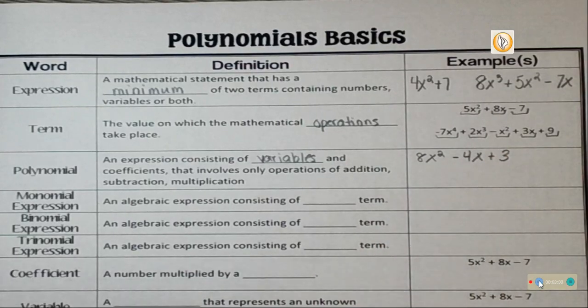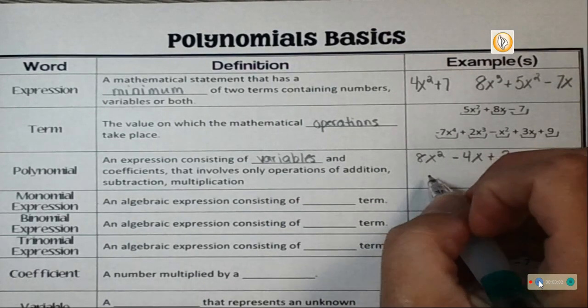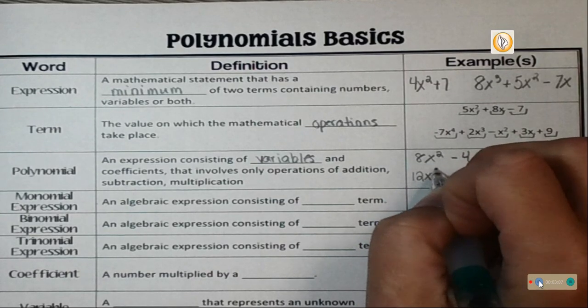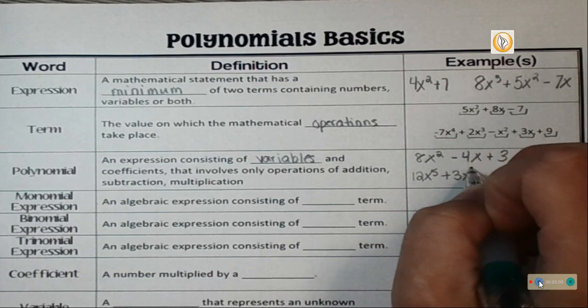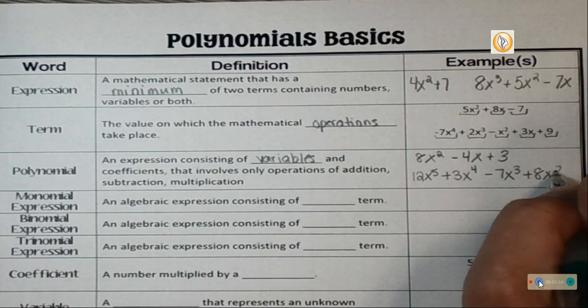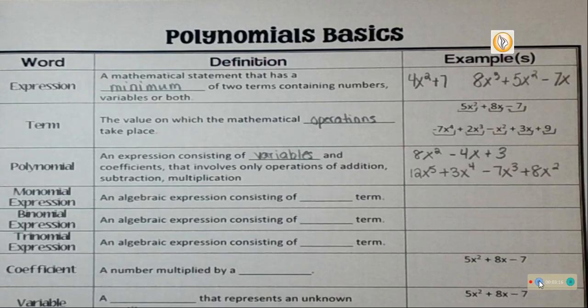So we have some special names, and then sometimes you just have too many of those, and you just call it a polynomial. So let's go 12x to the 5th plus 3x to the 4th minus 7x to the 3rd plus 8x squared. Now, technically, I could have told you to just make one up. And as long as you had terms added, subtracted together, you got a polynomial. But there are some special names that we just mentioned we use.